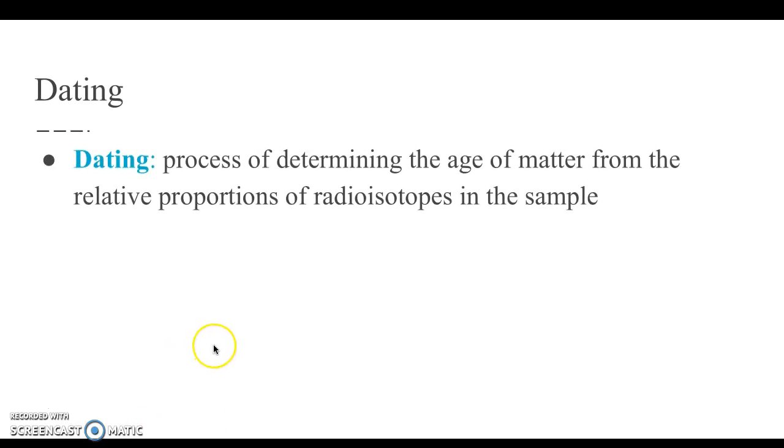dating. So this is the process of determining the age of matter from the relative proportions of the radioisotope in a sample. When I say relative proportions, I mean the proportion of the radioisotope to whatever it transmutates to. So in terms of dating, you're looking at a known nuclear chemical reaction where you know the radioisotope is decaying into whatever element. The most common form of this, which you've probably heard, especially if you took earth science, is carbon dating.